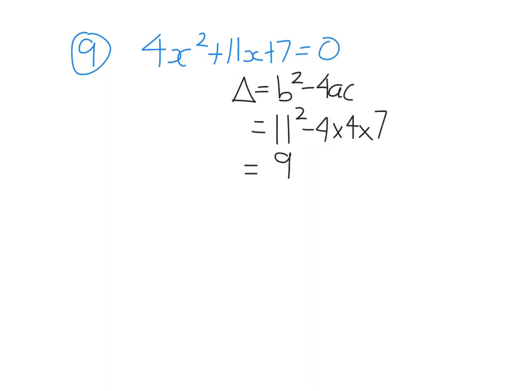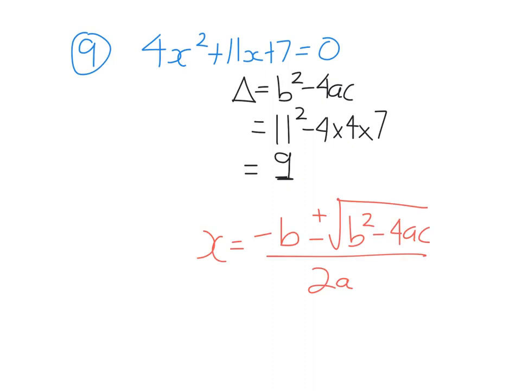Because the discriminant is 9, it's positive. There will be two solutions. Because 9 is a perfect square, they'll both be rational. So let's go ahead and use the quadratic formula. This is the quadratic formula on your screen.